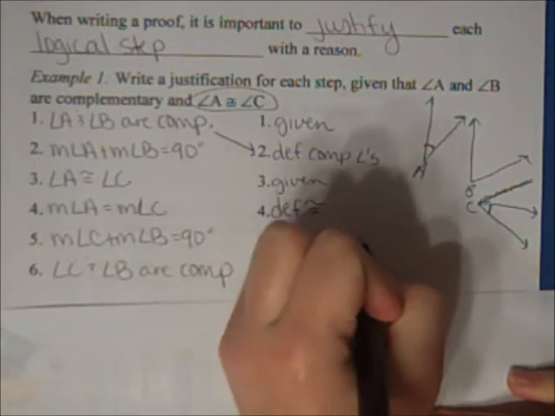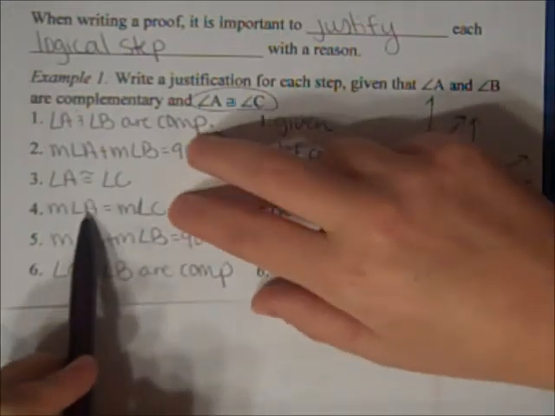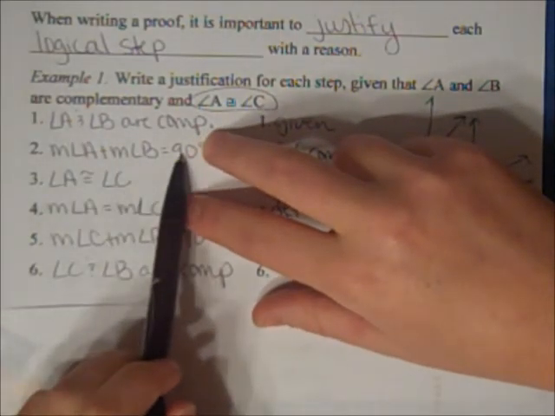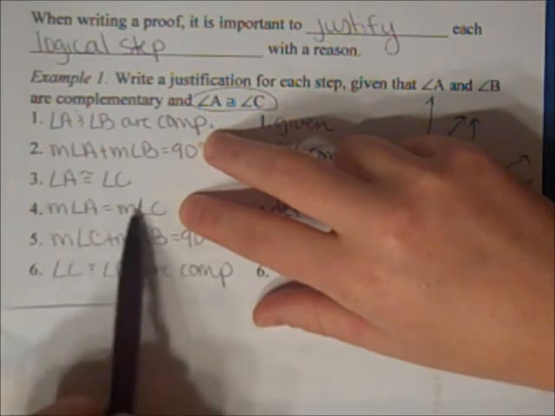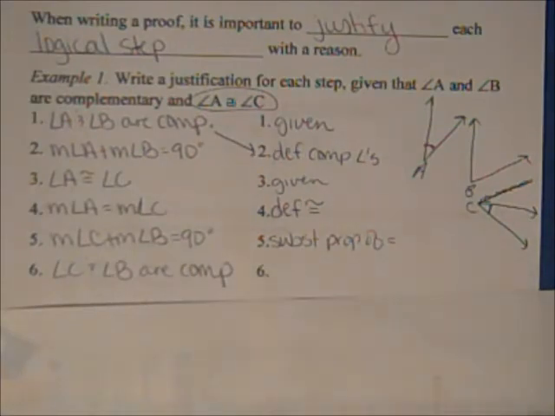So, substitution property of equality. They swapped out A for C in this sentence. So instead of writing A plus B is 90, I wrote C plus B is 90, because A and C are the same thing. So I substituted C and A for each other. Well, then what does this mean?